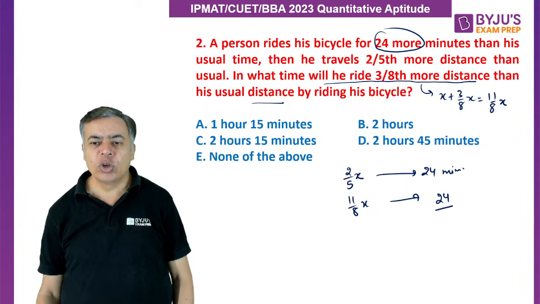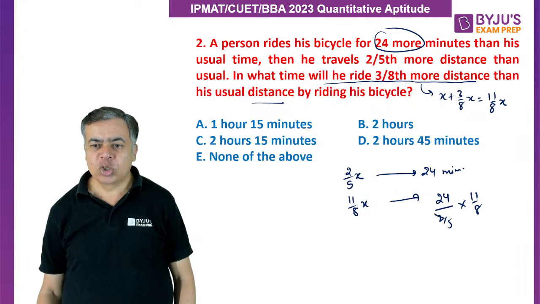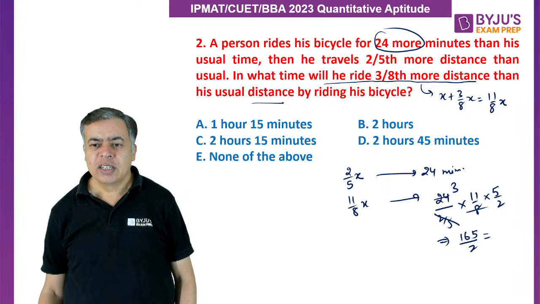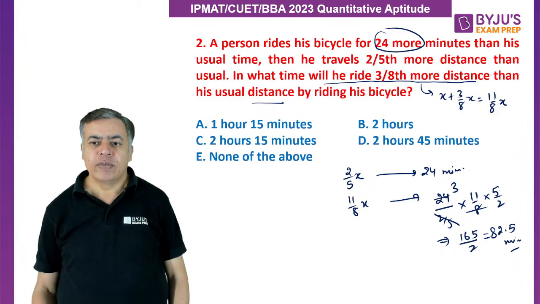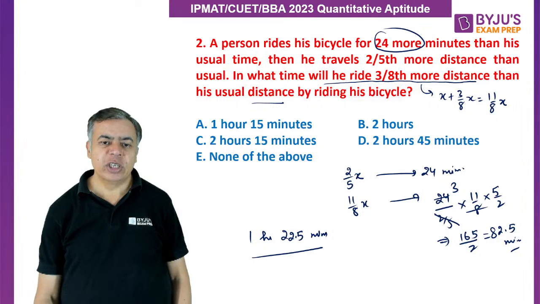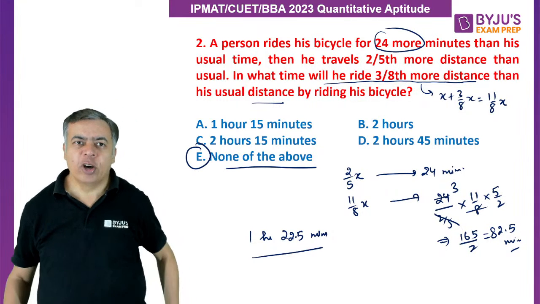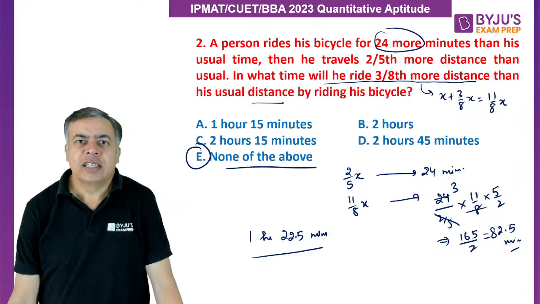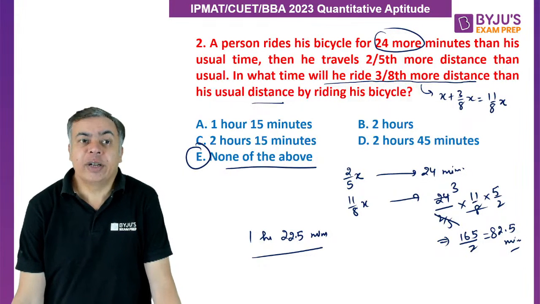So I can use the unitary method. This 2/5 I can write as 5/2 here. So 8 into 3, this becomes 33 into 5, 165/2, which is 82.5 minutes, which I can say 1 hour and 22.5 minutes. So it should be none of the above. None of the above should be the correct answer. That means my answer is 1 hour and 22.5 minutes.